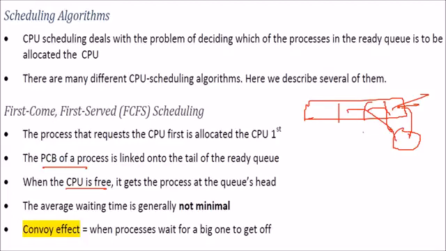So it will be sequential, and the average waiting time, as you see here, is not minimum, because there will be a convoy effect. See, just assume that this is the scenario.